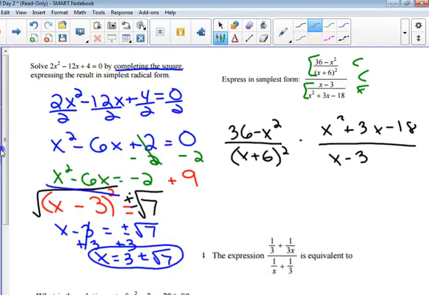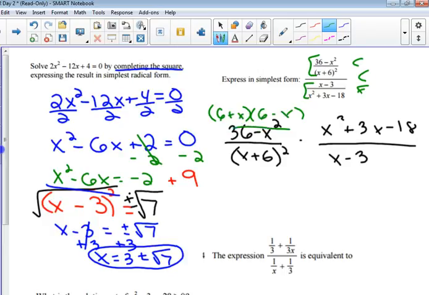I see a lot of issues come up with this kind of stuff when you guys factor a difference of perfect squares, because 36 is a perfect square, so is x squared. When you do your factoring, what's got to go first? The number. The number, good. So this is 6 plus x.